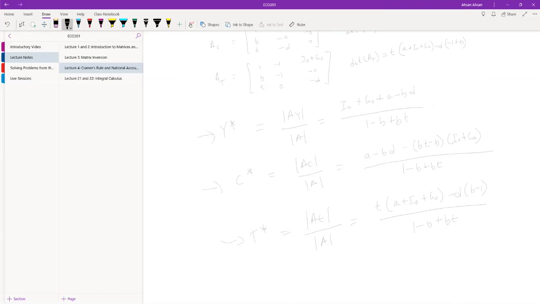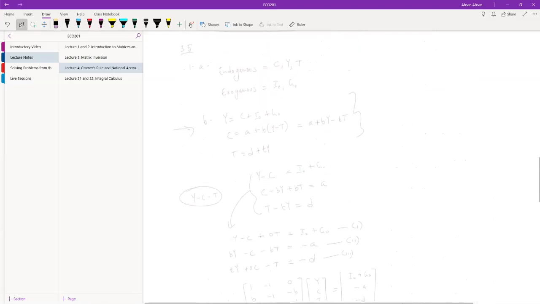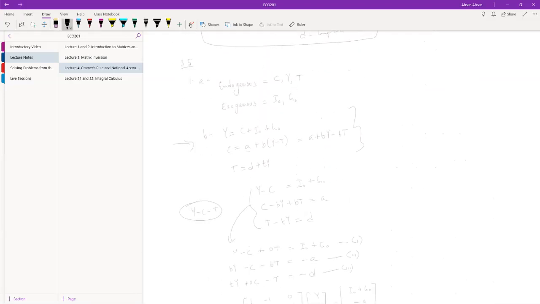Now, if that seems a little bit confusing to you, I'm going to do a problem right now that is going to have actual numbers. So over here we have a lot of A's and D's and T's. I'm going to try and solve this problem with actual numbers, and you guys will notice that it's actually not as difficult as you're probably thinking.